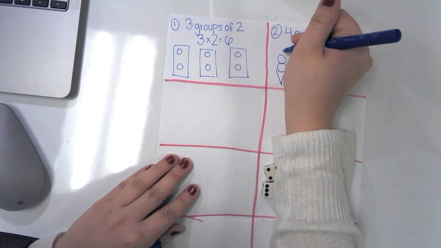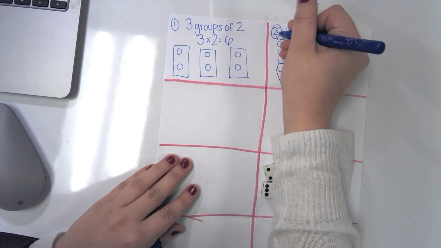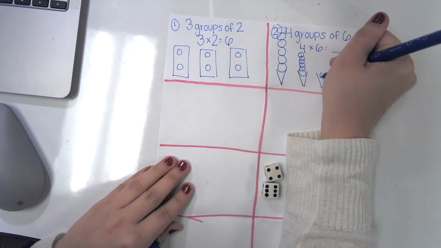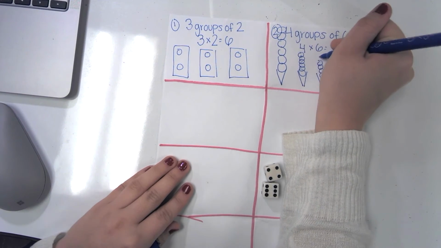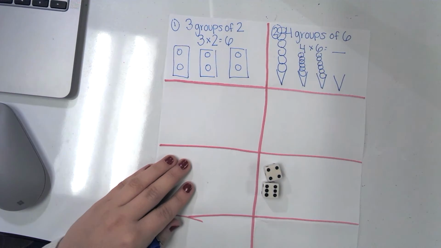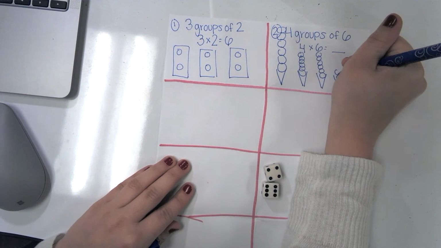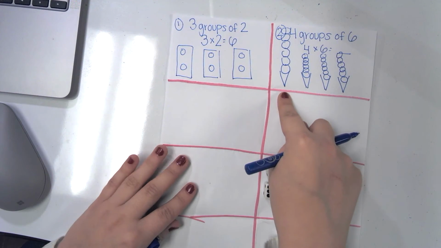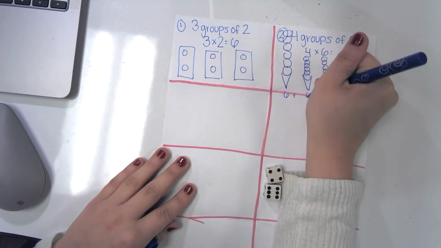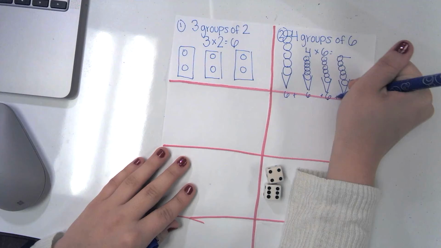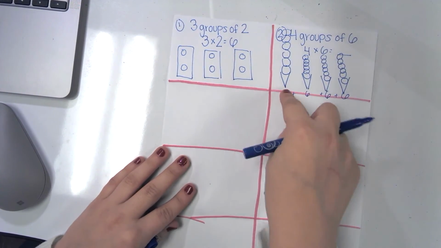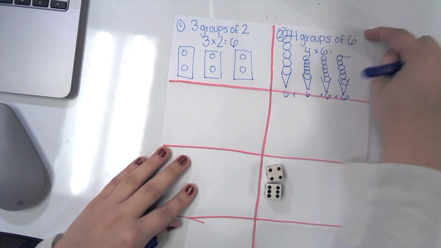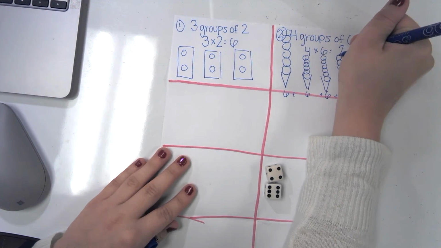Ready? 1, 2, 3, 4, 5, 6. 1, 2, 3, 4, 5, 6. They're not perfect. I'm not an artist. This is math class. Ready? 1, 2, 3, 4, 5, 6. I have 4 groups of 6, which is 6 plus 6 plus 6 plus 6. I could skip count. I could say 6, 12, 18, 24. 4 groups of 6 is 4 times 6, which is 24.